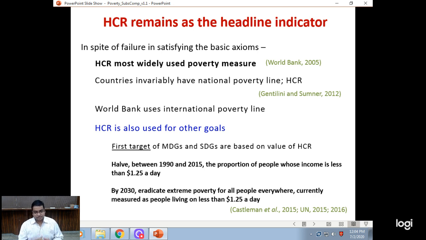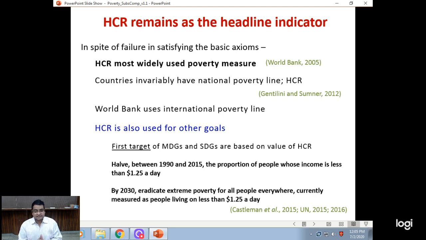For instance, the Millennium Development Goal says halve, between 1990 and 2015, the proportion of people whose income is less than $1.25 a day. Similarly, the SDGs' first goal, first target, first indicator is to eradicate extreme poverty for all people everywhere, currently measured as people living on less than $1.25 a day.